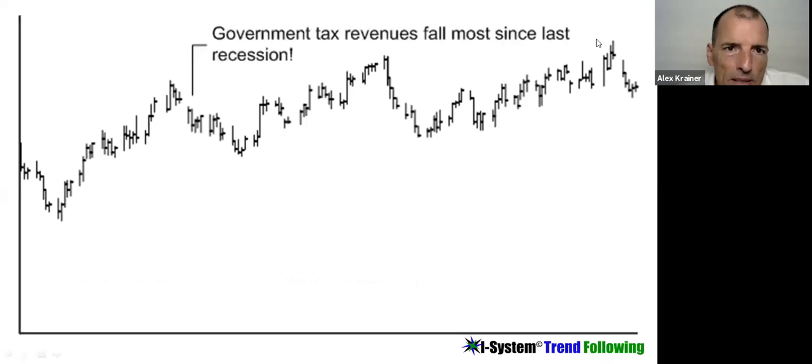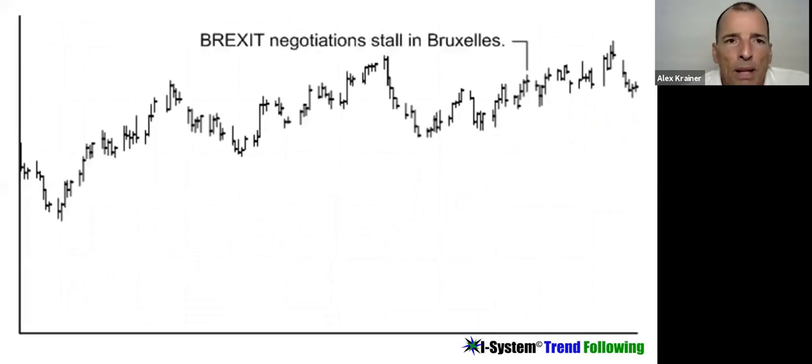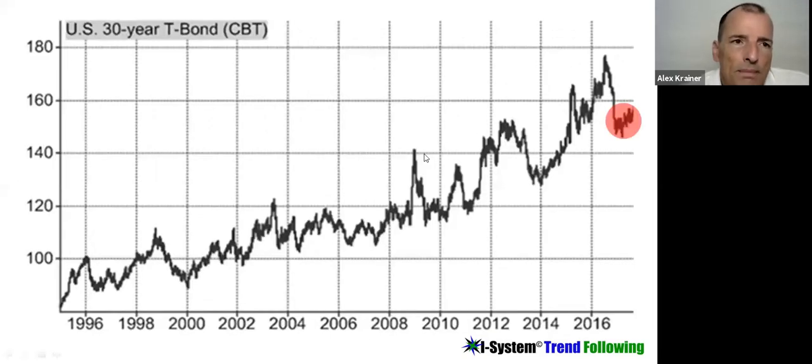Here we have the government tax revenues fall most since the last recession. The index goes down as it should have. I mean, sorry, not the index, the 30-year Treasury note. So interest rates go up, the 30-year Treasury note price goes down. Then we have jobs report shows economic growth. The note goes up appropriately. Then something about Brexit negotiations in Brussels and so forth. All of these events happened in the area that is here in this red circle.